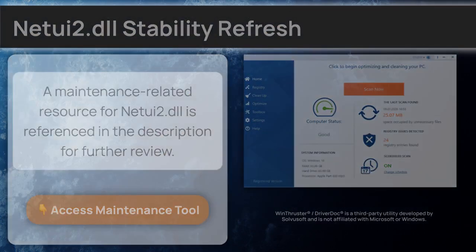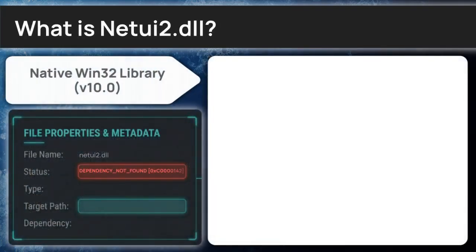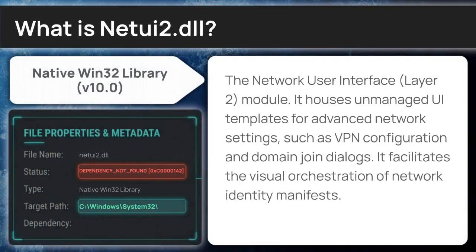This is the netui2 Library, the Network User Interface Layer 2 module. It houses unmanaged UI templates for advanced network settings, such as VPN configuration and domain join dialogs. It facilitates the visual orchestration of network identity manifests.